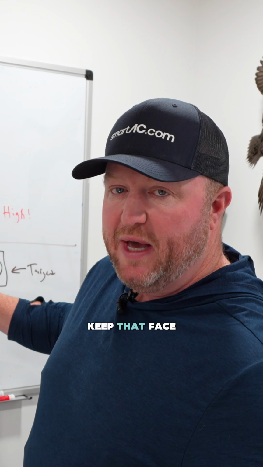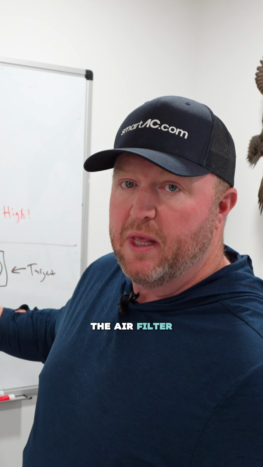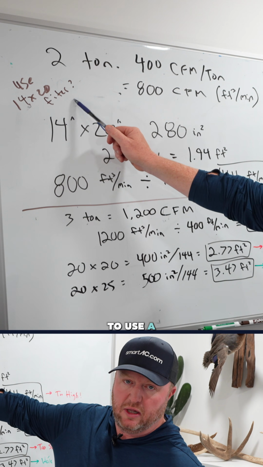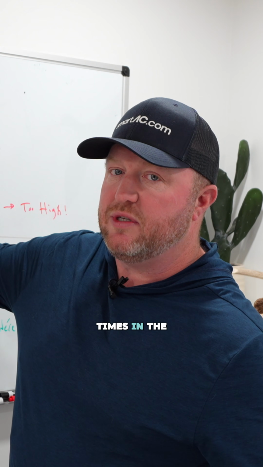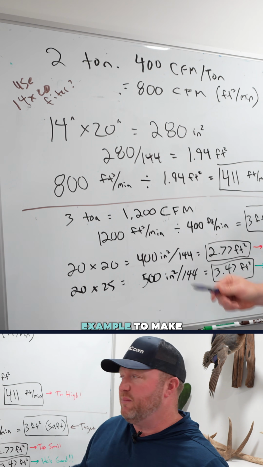We really want to keep that face velocity, in other words, the speed of the air across the air filter, at 400 or below. So 411 is too high, meaning we need to use a larger filter for this 2-ton system than a 14 by 20. Think about how many times in the field you see 2-ton systems with 14 by 20 or smaller. Let's do another example to make it sink in.